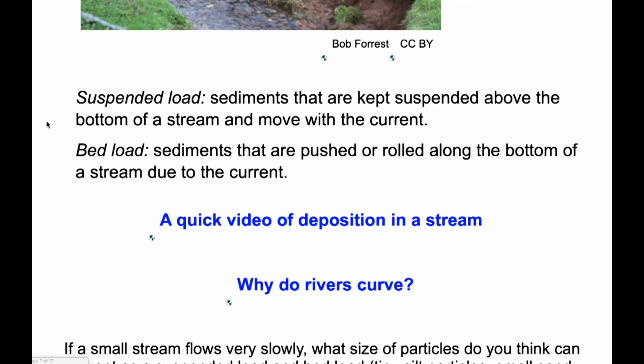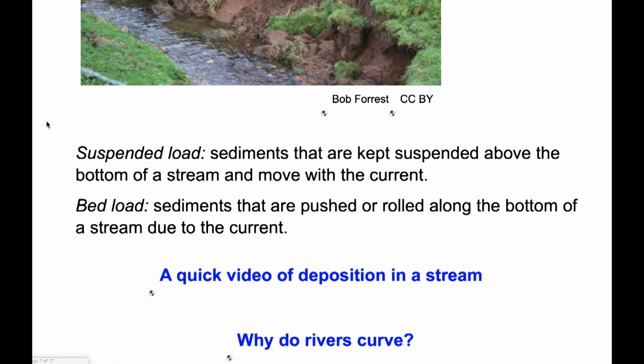A couple of key definitions. A suspended load means sediments are transported through this stream or river and kept suspended above the bottom of the stream because they're small enough. A bed load is sediments that are too big to be transported along the stream without touching the bottom. So these are typically bigger pebbles if you have just a little stream, and those sediments will be rolled along the bottom. Those are called a bed load.